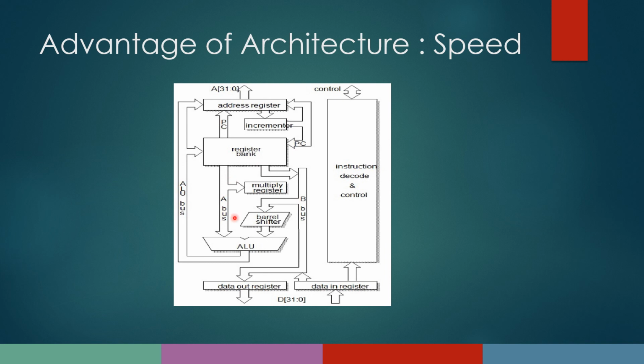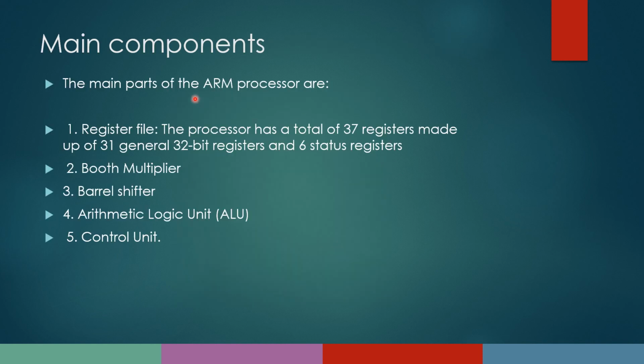So whichever operation is being performed, it will be split, and one operand will be on the A bus and the other on the B bus. So there is a greater speed for executing all these instructions. The barrel shifter and ALU all work in one cycle itself, and thus the speed of the processor, in the case of ARM, is going to be high. So these are the main parts of the ARM processor.